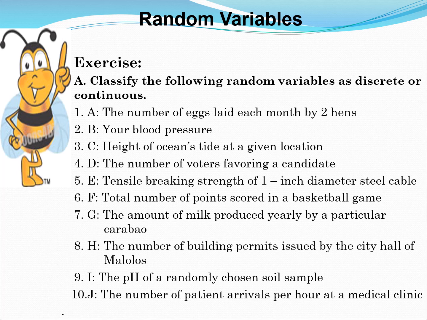The amount of milk produced yearly by a particular carabao is continuous. The number of building permits issued by the City Hall of Malolos is discrete. The pH of a randomly chosen soil sample is continuous. And the number of patient arrivals per hour at a medical clinic is discrete.